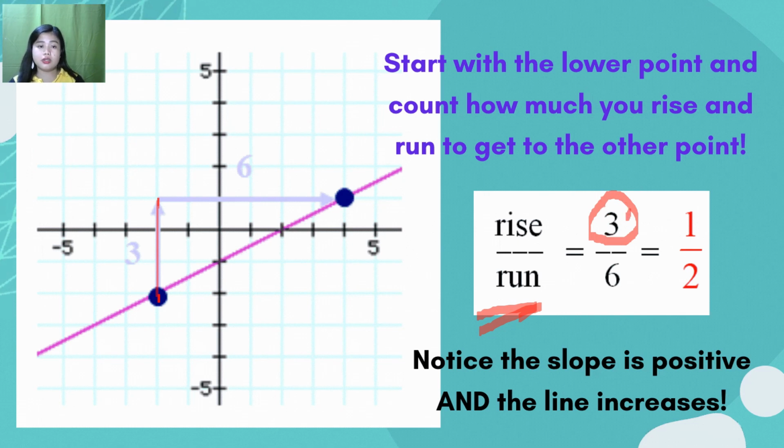Next, what is our run? So, from this point, we count how many units to the right? Okay, we have to count 1, 2, 3, 4, 5, 6. 6 units to the right. To the right because it's positive. So, we have to simplify. The slope of this line is 1/2. Take note, if the line is increasing from left to right, then the slope is positive.